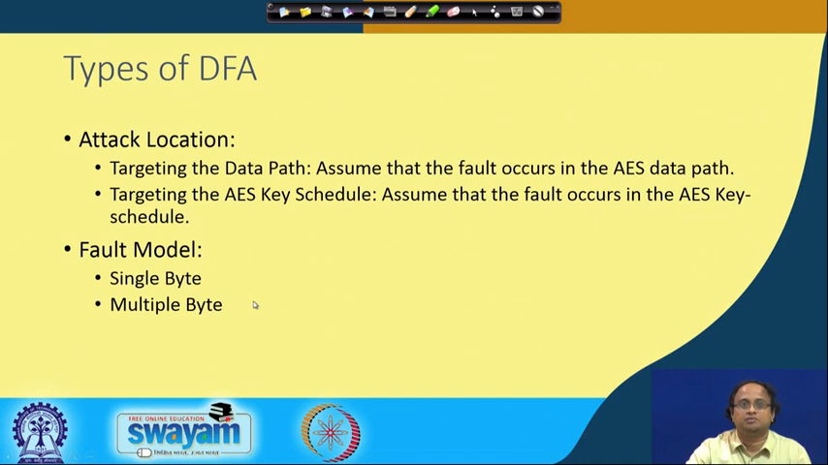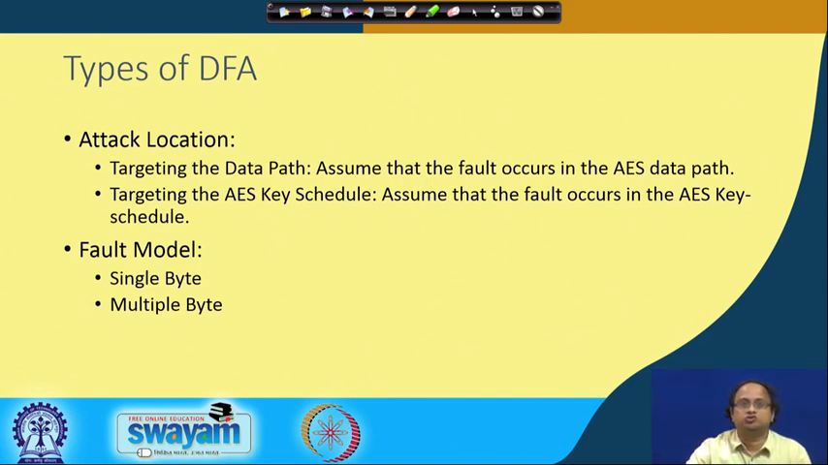For example, there can be a single bit fault model, where I assume, just like we have seen in the case of RSA, the fault is in one bit. There can also be other kinds of fault models. For example, stuck at 1 or stuck at 0 fault models. That means I am assuming that the fault is stuck at 1 or 0. There could be other fault models also which can be utilized.